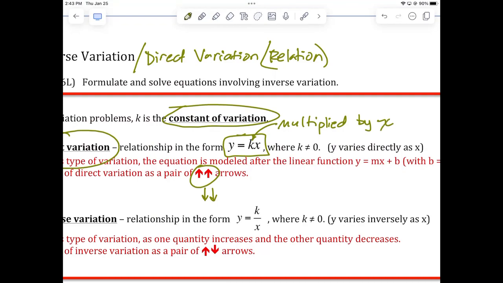So in your example, whatever your hourly wage is, Lauren, that would be K. So if you get like $5 per hour, 5 times 1 is 5, 5 times 2 is 10, 5 times 3 is 15. Hopefully you get paid more than $5 per hour. But that would be K. That would be your constant of proportionality.